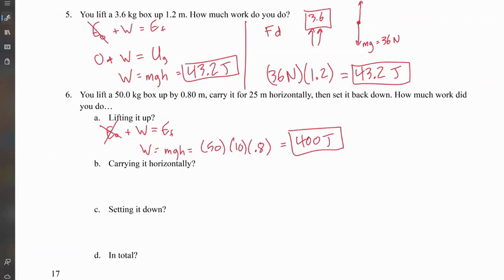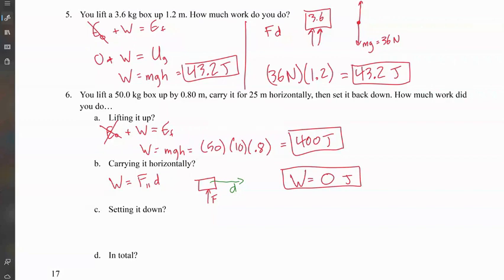Okay, carrying it horizontally. So this is where we have to remember that work is force, whatever force is parallel to displacement. Because if I have a box and I want to displace it horizontally, that's our displacement, I have to hold it vertically. So there's our force to prevent it from falling down. Are these parallel? No. Force is not parallel to displacement. So in this case, our work would be 0 joules because there is no force parallel to our displacement. So our work is actually 0.